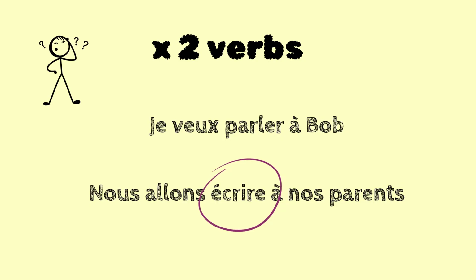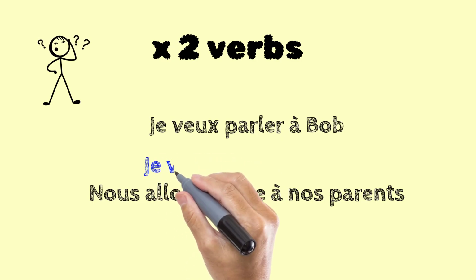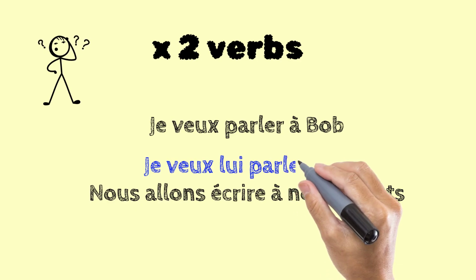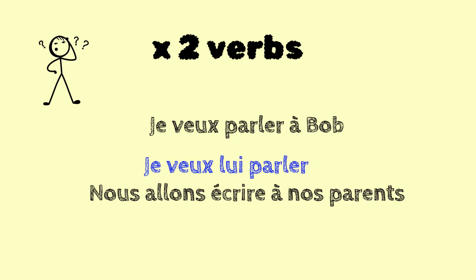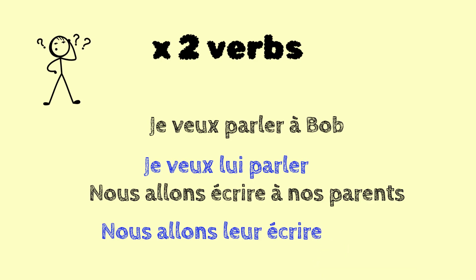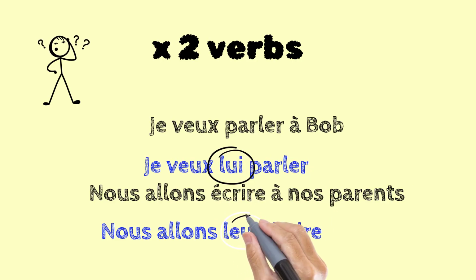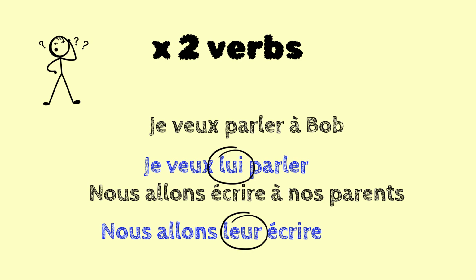But in these sentences, it's the infinitive that the indirect object is affected by. So if we want to say, I want to speak to him, we're going to put the indirect object before the infinitive. Je veux lui parler. And nous allons leur écrire, because they are being affected by the second verb in the sentence.